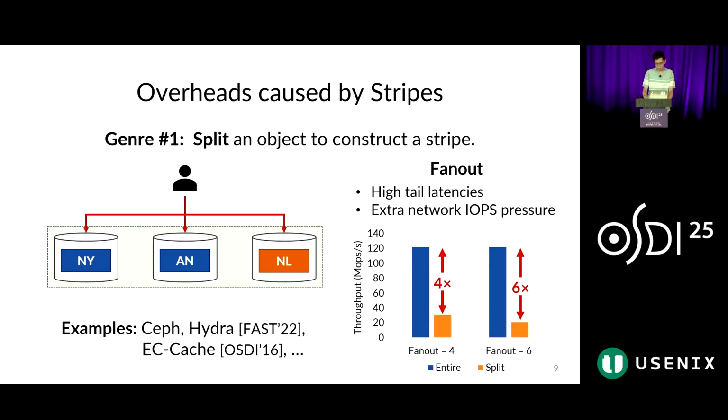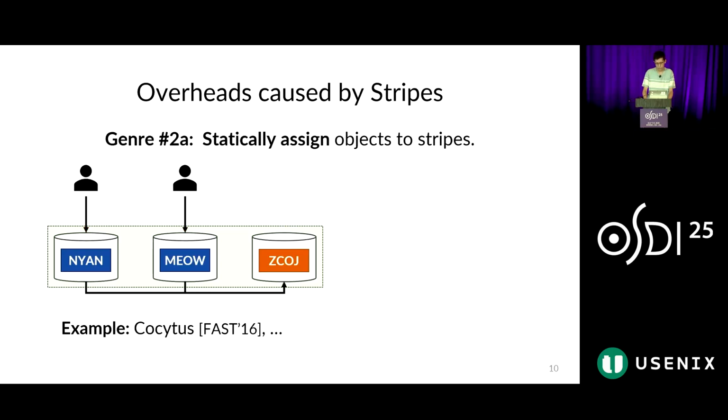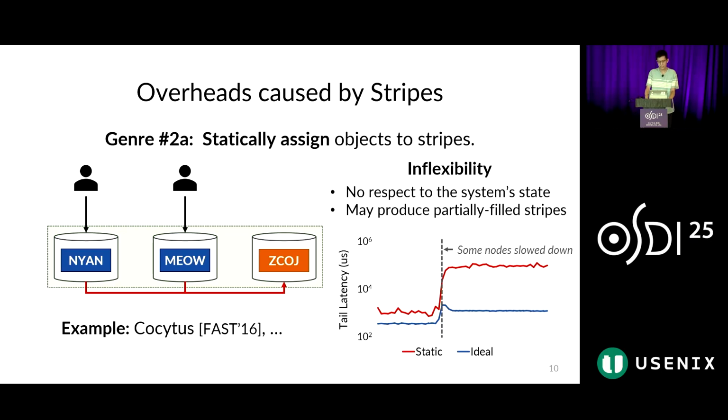The problem of this approach is its high I/O fan-out, given that the objects are small. It is unreasonable to access multiple nodes only for an object smaller than a kilobyte. Other systems do not split objects. They need to encode multiple objects in one stripe. To assign objects to stripes, some use a statically defined policy. A key drawback is that they lack flexibility because the static policy does not respect the storage system's current state. For example, if a few nodes temporarily slow down, these kinds of systems can experience surging tail latencies.